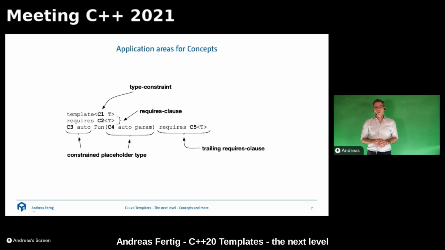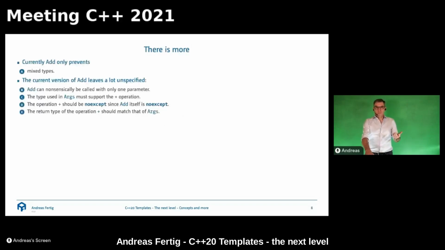And then in C5, we have the so-called trailing requires clause. That's more or less the same as the requires clause in C2. We can use concepts and type traits here. And the trailing requires clause is very neat if we need to constrain a function that's not a template, but maybe inside a class template. So a method inside a class template, we can constrain with a trailing requires clause. So, application areas for concepts.